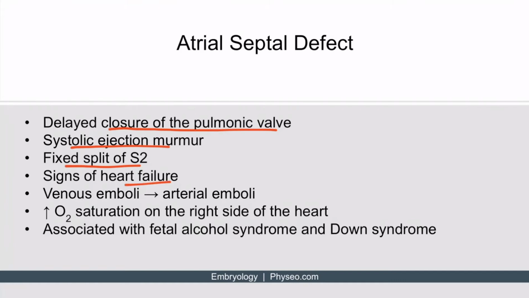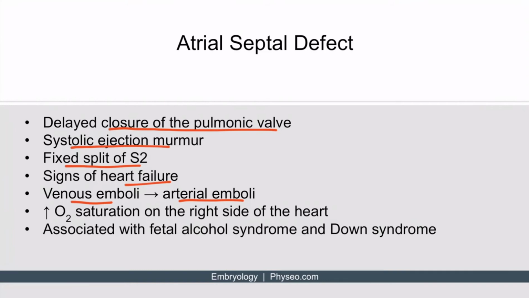Heart failure occurs with time as excess volume overwhelms the right side of the heart. Patients may also develop paradoxical emboli, which are venous emboli that can travel through the ASD and become arterial emboli. So for example, if a patient has a DVT and then has a stroke, you should be concerned about a septal defect, such as an ASD that allowed the embolus to go from the leg to the heart and then to the brain. This is very abnormal because a DVT would be expected to go from the leg to the heart to the lungs and cause a pulmonary embolism, not a stroke.